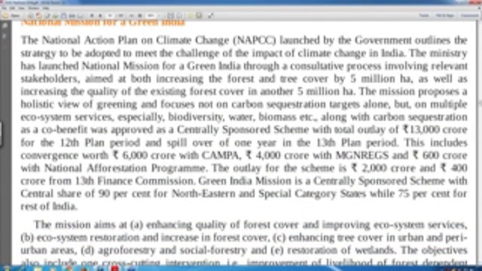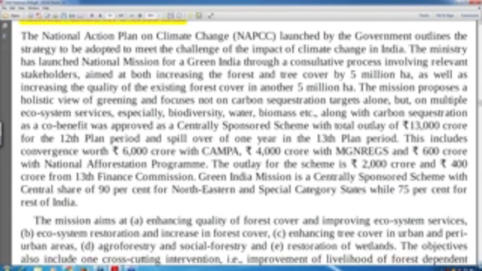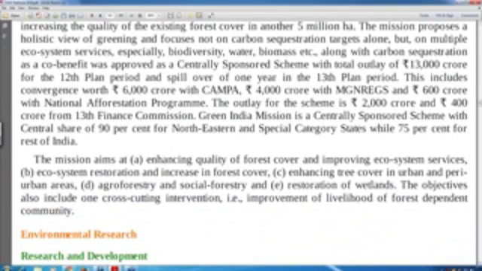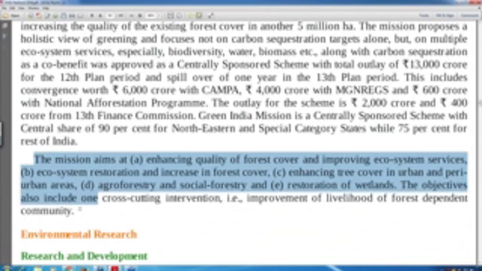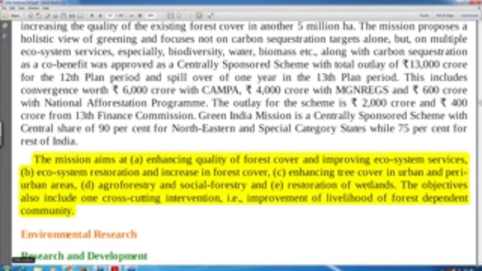So then, I have page 338, National Mission for a Green India. In this, can you see what the mission aims at? There are 5 points in this. So all these 5 points can be given. What are the objectives of the National Mission for Green India? That is enhancing quality of forest cover and improving ecosystem services, ecosystem restoration and increase in forest cover.